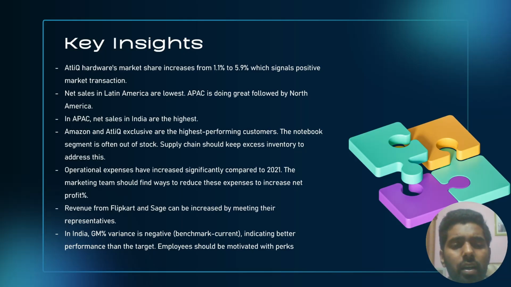In India, the GM percentage variance is negative. By the way, variance is benchmark minus current: the benchmark is the target we have set, and current is what we are getting. A negative variance is an indicator of better performance than the target. So if the GM percentage variance is in minus, it means we are currently doing better than the benchmark. So employees should be motivated with some perks, benefits, and bonuses.